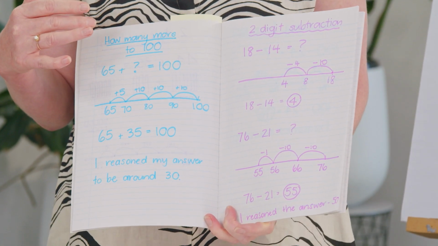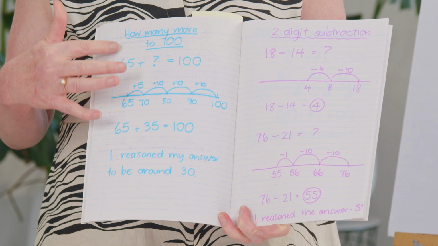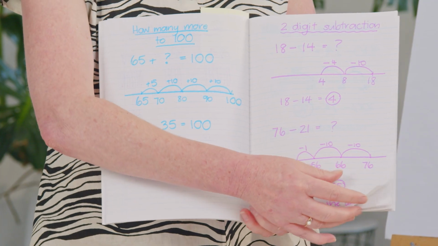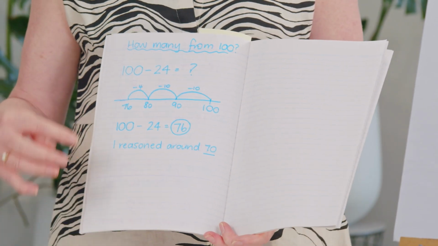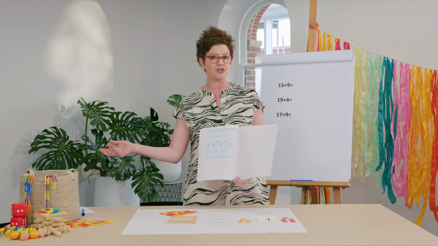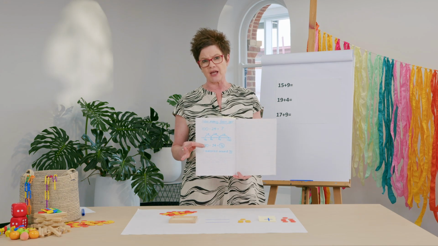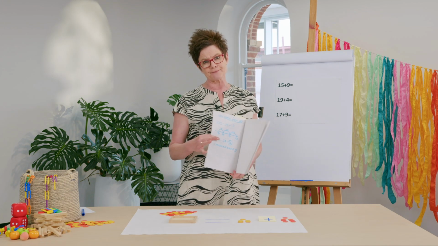So we've had some great games of how many more to 100. Great number line moving along. And we've done some great learning about how many from 100. So 100, take away a 2-digit number, what do we have left? So well done on all of that prior learning thus far.